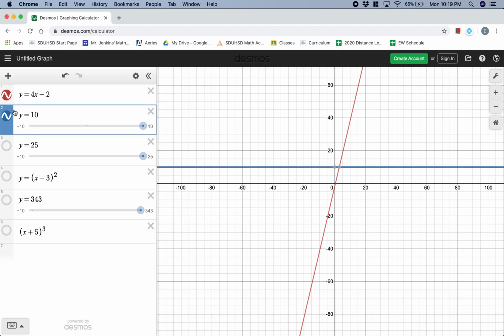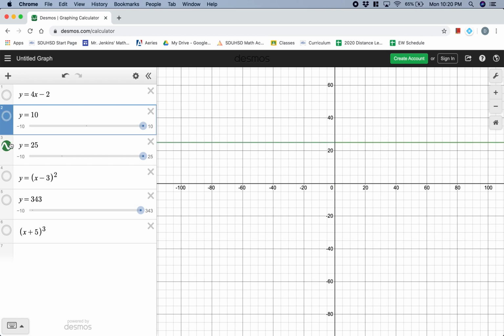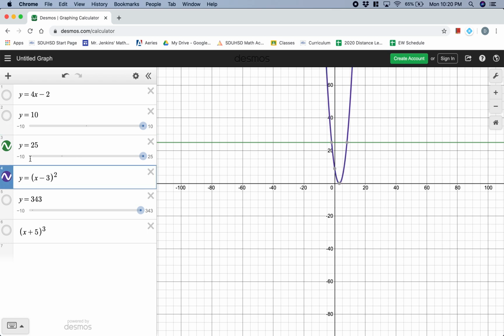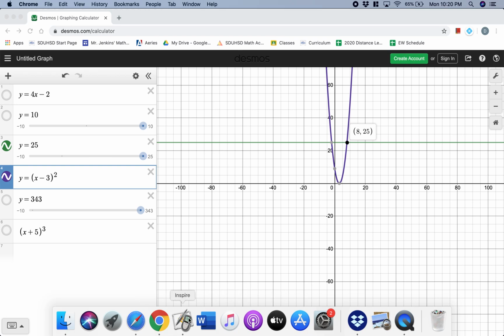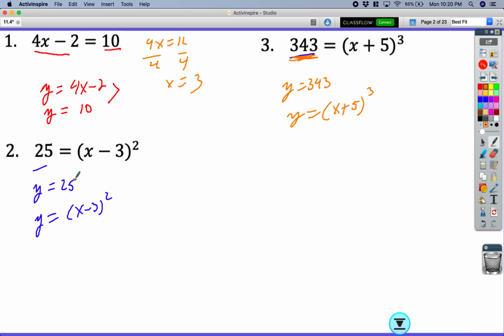Okay? So the next one now, I'm going to make these disappear. I'm going to have y equals 25 in green, and then y equals x minus 3 to the second power. And when I see these two, I'm going to have a solution here. It's the x value of negative 2, and it actually has a second value of positive 8. So negative 2 and positive 8. Like I said, a brand new method of solving these.